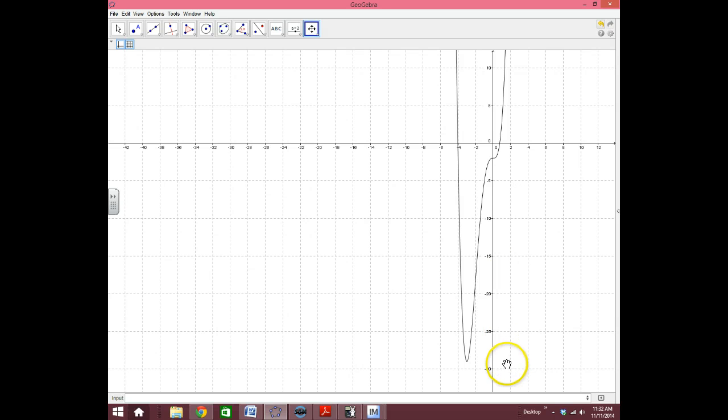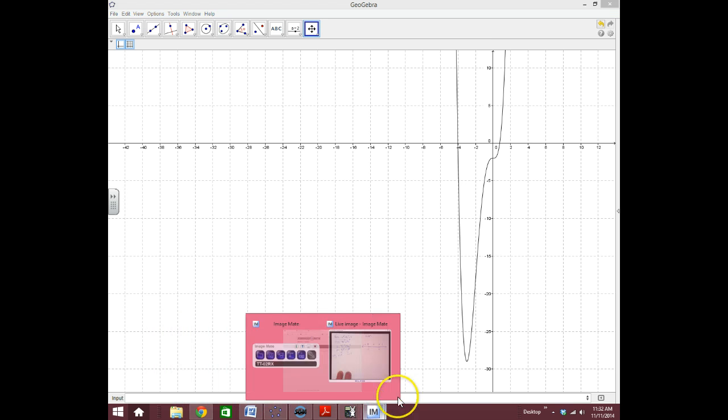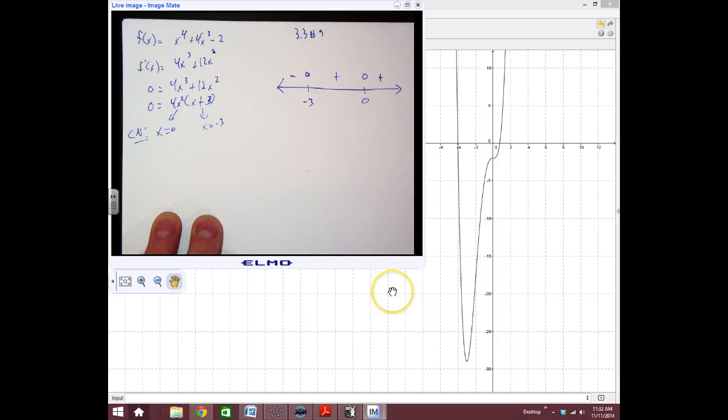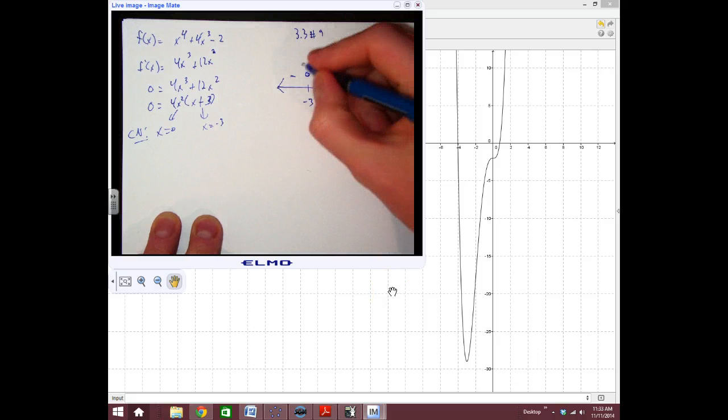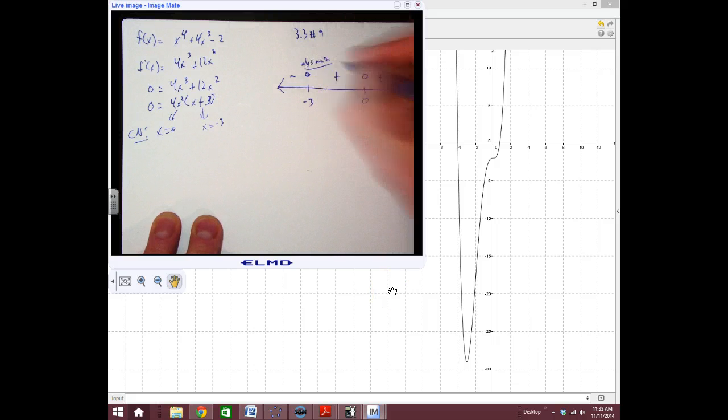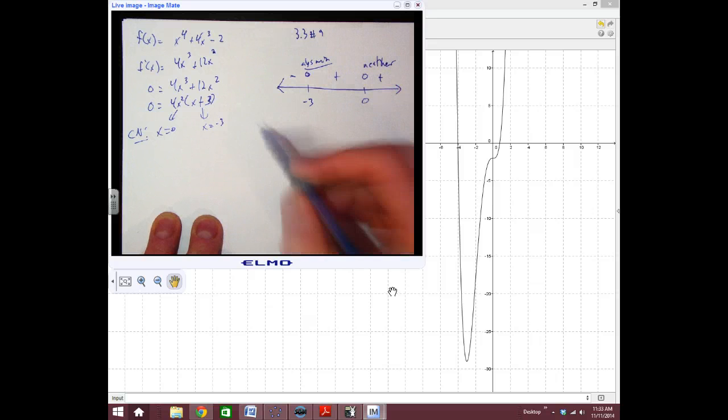So it's clear to see from the graph that this is a quartic, so it's going to have end behavior going up on both the left and the right. So this is an absolute minimum here. So the question just becomes, what's the value? So let's go take a look back at our work. So absolute min, neither. It's just 0 is just a critical number.